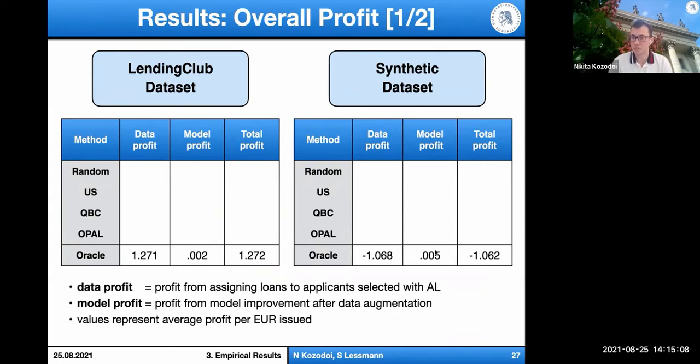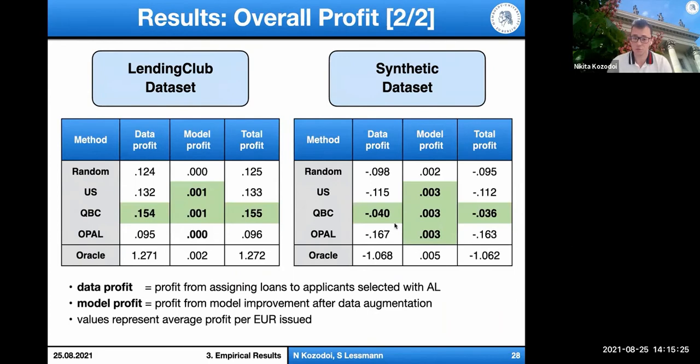And what you see here, for example, for Oracle, is that there is a positive model profit, but a negative data augmentation profit, because issuing loans to all rejected customers costs money, and the total profit is also negative.